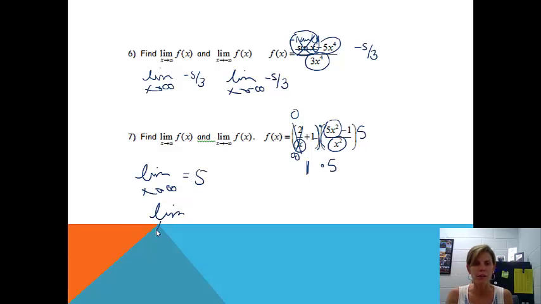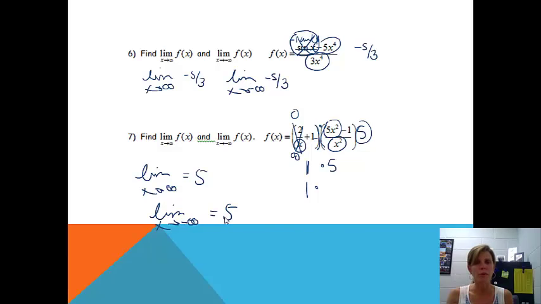And then the limit as x approaches negative infinity, nothing much is going to change. If I take 2 divided by a very large negative number, my answer will still be 0, so 0 plus 1 will still give me 1. And then in this problem, since I'm squaring both numbers, they will still become positive, so my end behavior model will still be 5, so my limit going the other way will also be 5.